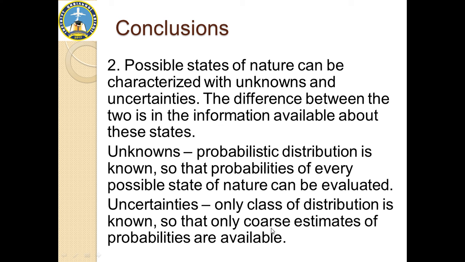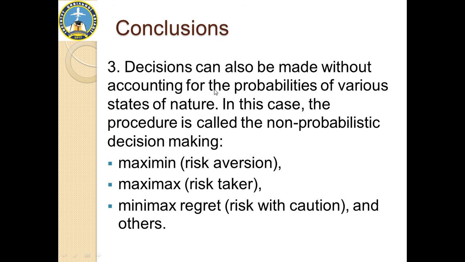Decisions can also be made without accounting for the probabilities of various states of nature. In this case, the procedure is called non-probabilistic decision making. We have these three different approaches. Maximin, we avert any possible risk. Maximax, we are ready to take some risks. And minimax regret rule, we take some risk, but we do this cautiously. There are others.